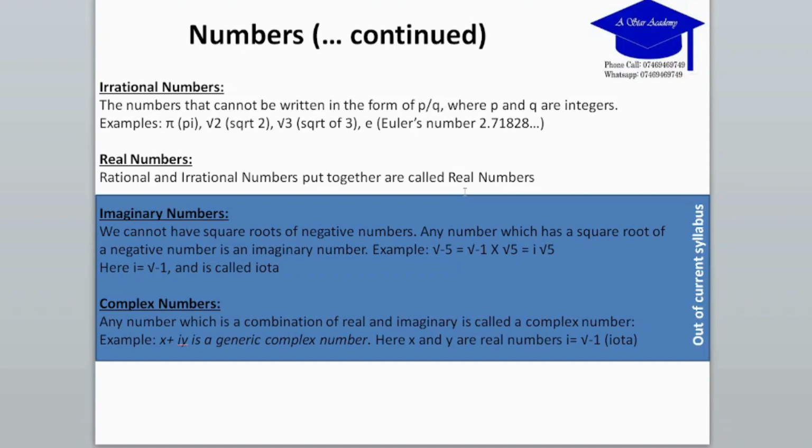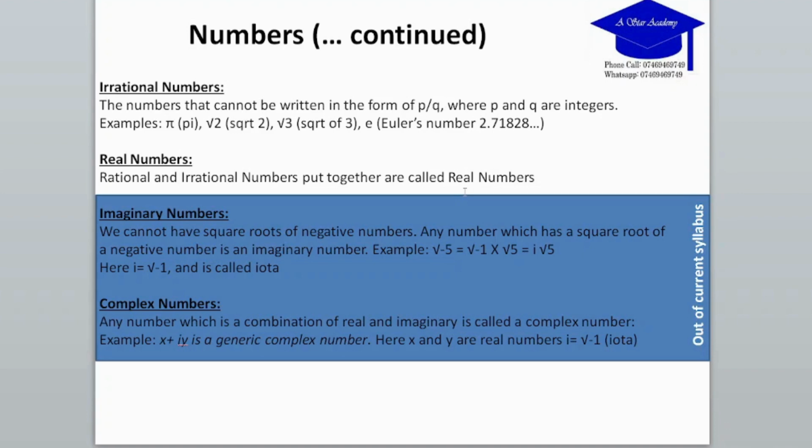Then we go on to some other types of numbers, like irrational numbers. So we just saw rational numbers are numbers which can be written in the form of p by q. So automatically the irrational numbers are the numbers that cannot be written in the form of p by q. So examples are pi, the square root of any prime number, and Euler's number.